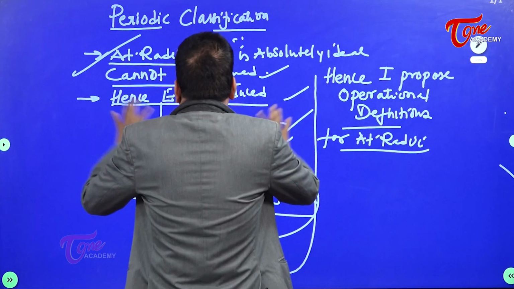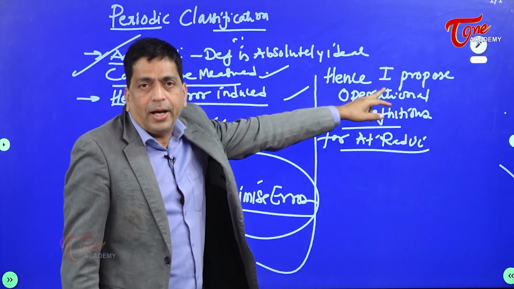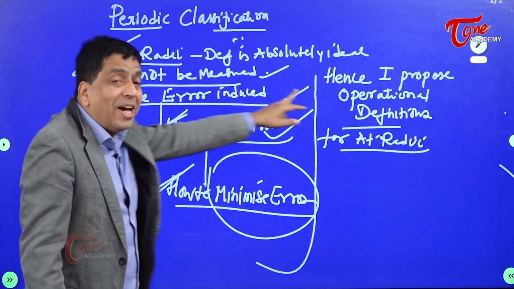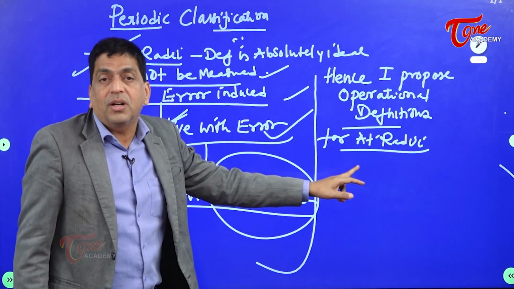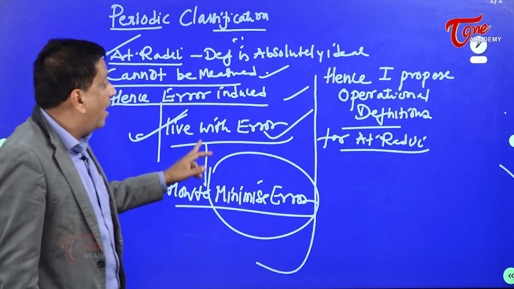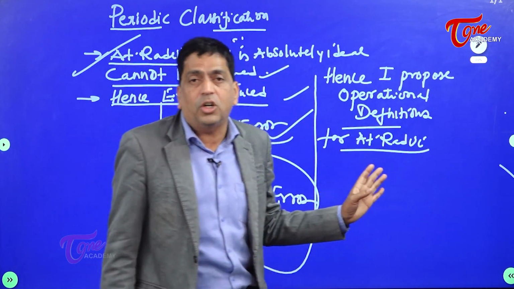Watch carefully here. I'm rubbing it off, right? Let me tell you that this definition is absolutely ideal, and it cannot be measured, so error is induced. You have to live with error. The only option left for you is minimizing error. And when you minimize the error, then you are actually proposing the operational definitions for atomic radii.